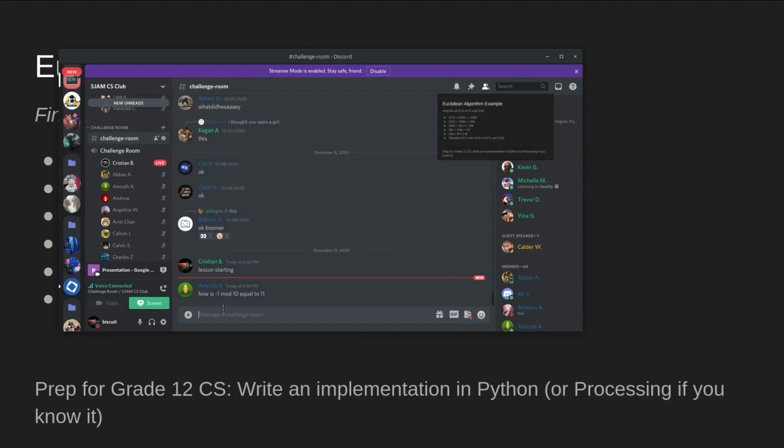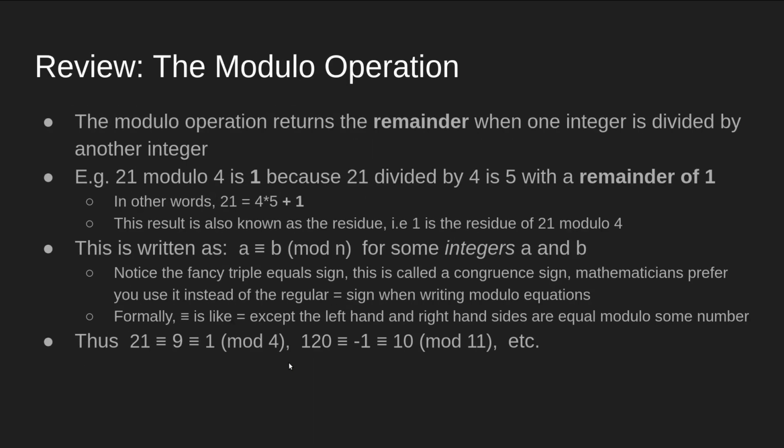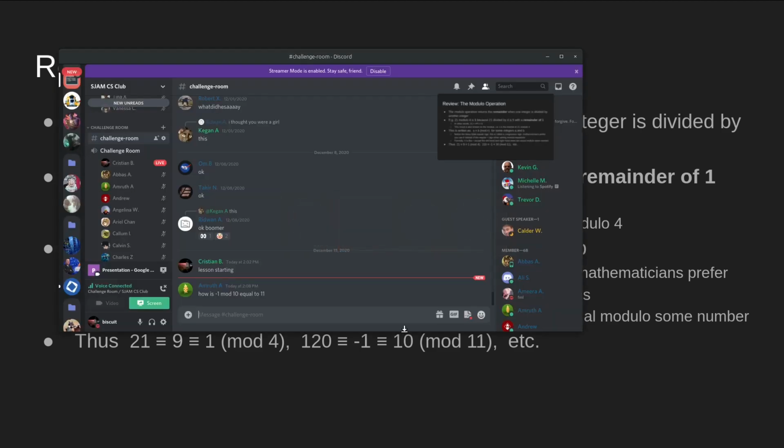Okay, so how is -1 modulo 10 equal to 11? Hold on, let's go back. So this is -1 modulo 11 is congruent to 10, right? So it would be -1 modulo 11 is equal to 10.